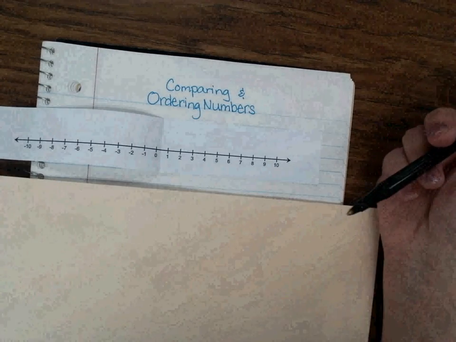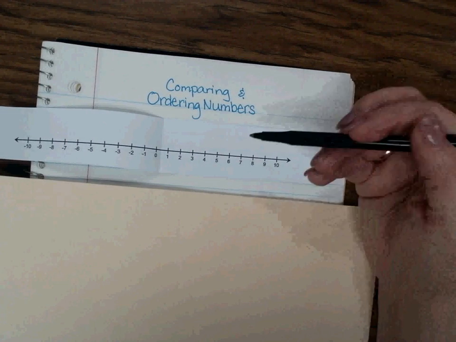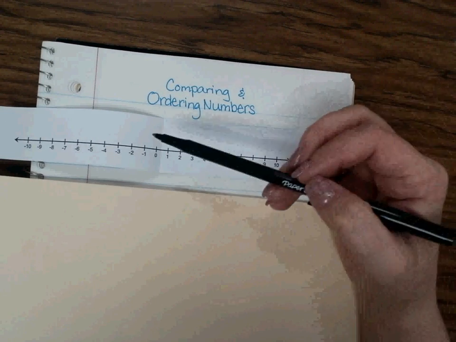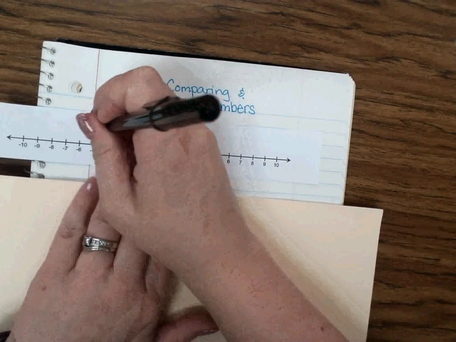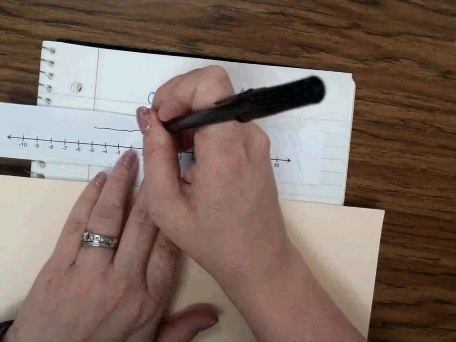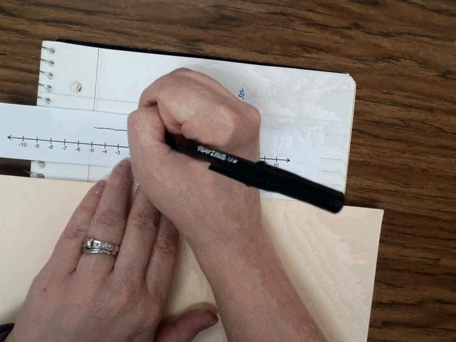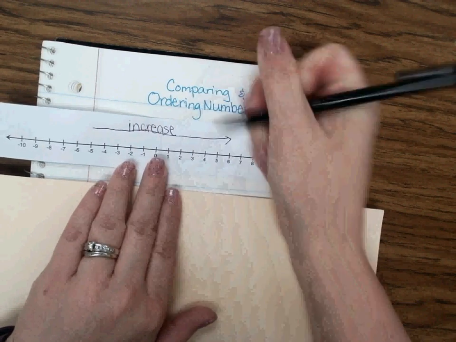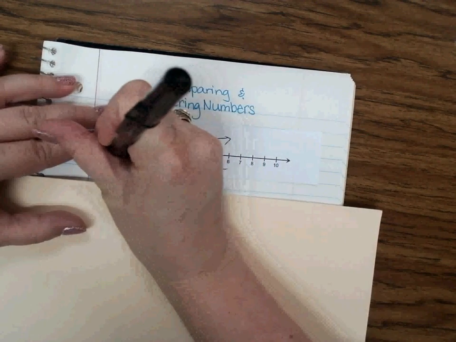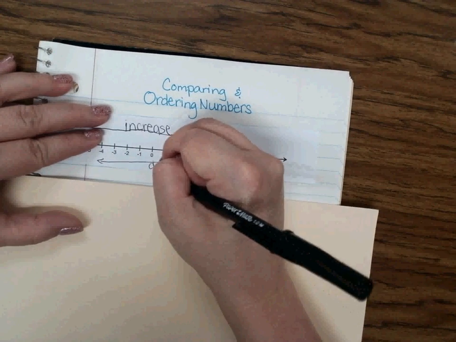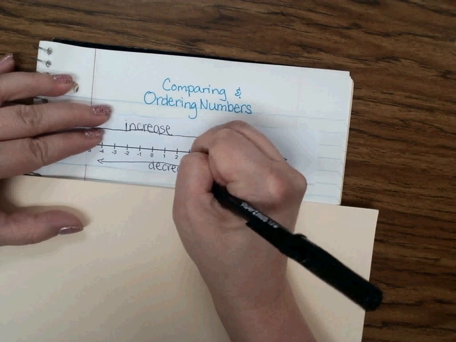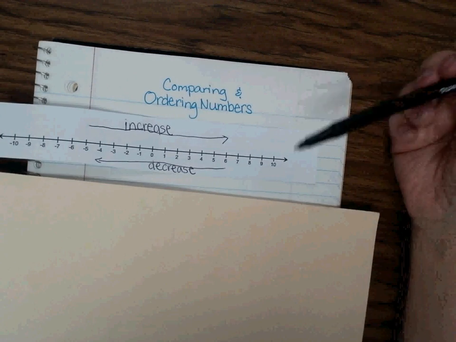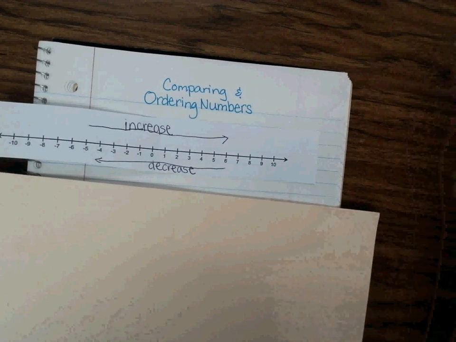In general, we know from the positive numbers that as we move to the right, our numbers increase. That also works for our negative numbers. So once you've cut this out and pasted this in, we're going to say as we move to the right, our numbers increase, and as we move to the left, our numbers decrease. So this is one way that we can help to remember when we're ordering numbers. We're going to use this number line throughout the lesson.